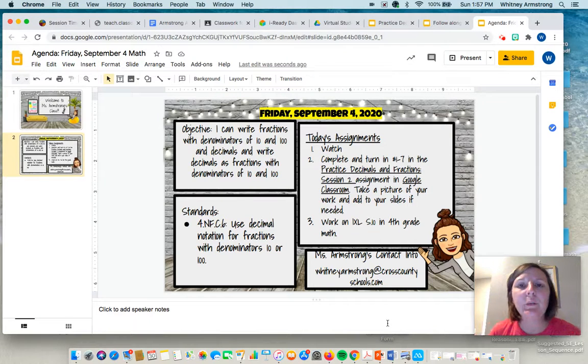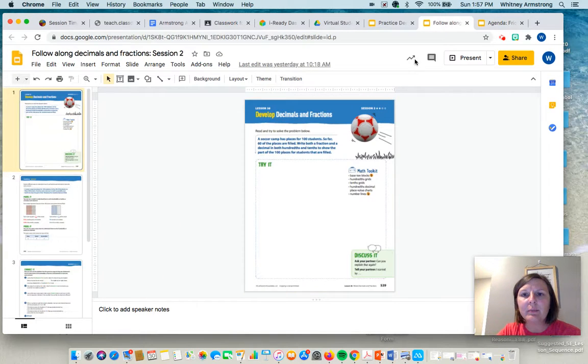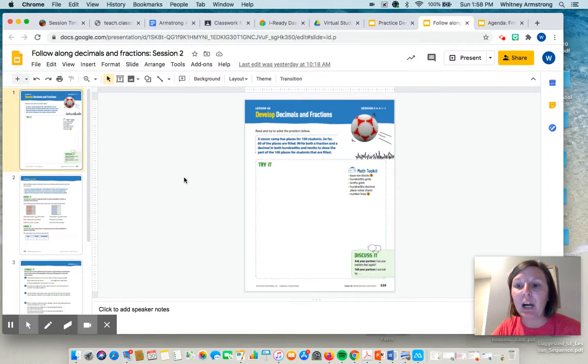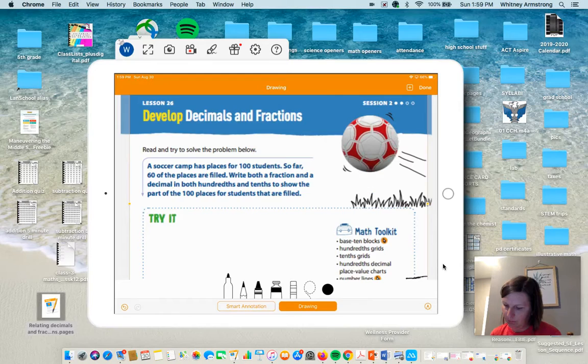Hey guys, so today we're still going to be talking about relating decimals to fractions. We're still going to be looking at tenths and hundredths places with fractions, and we're still going to be looking at turning those into decimals. You will have access to this, which you can follow along with. You will also have access to the Pages document that I'm writing on while we're doing this.